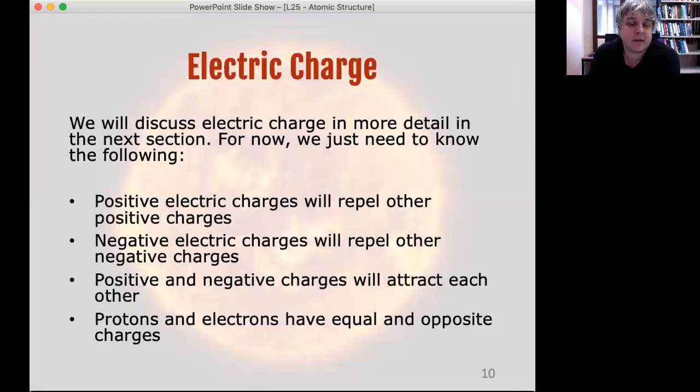We're not going to go into great detail of it right now. We will then. For now, all I want you to be aware of is that positive electric charges repel other positive charges. Negative electric charges repel other negative charges. So positive repels positive, negative repels negative, but positive and negative charges will attract each other. Right? So if they're different charges, they'll attract. If they're the same charges, they'll repel. And the other key thing to know about atoms and looking at atomic structure is that protons and electrons have exactly equal and opposite charges. Exactly equal and opposite.